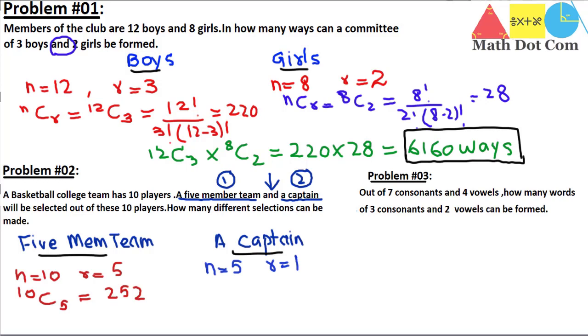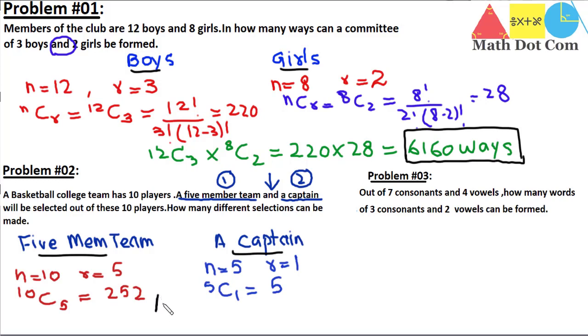So what we will have is 5C1 combination. It means we have 5 different ways of selecting a captain out of the 5 players. Now what was asked in the problem? We have to make the selection containing a 5-member team and a captain.